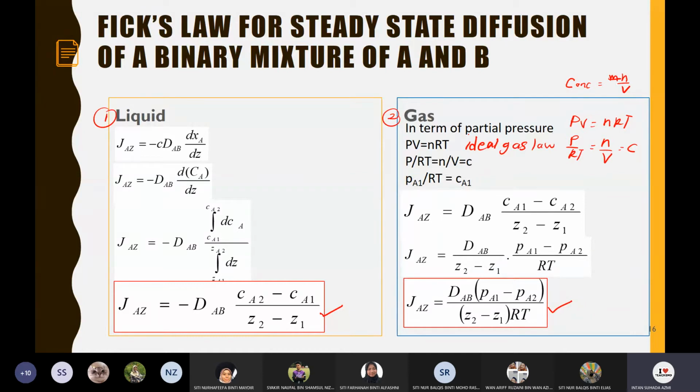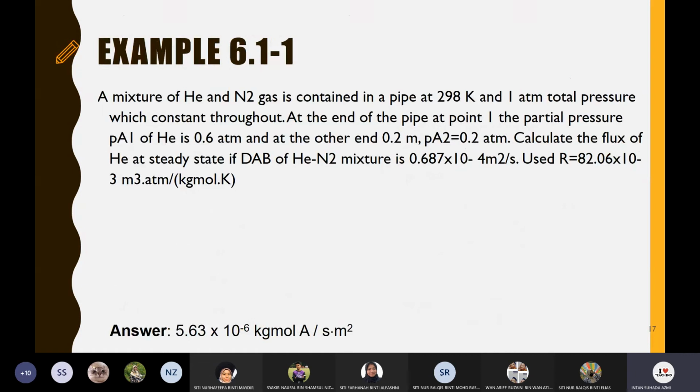Maybe because you first time learn, you cannot absorb everything this time. So it's important for you all to revise and study this again. Actually, it is not so tough. When you revise, you can clearly see it. You just substitute back the concentration. Then for gas, we must use the ideal gas law. Maybe you have to do this example so that you can see it. Okay, we see example 6.11.